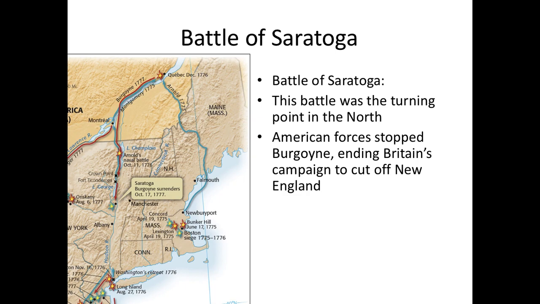Again, he defeats Burgoyne, and at this point, any chances of Britain cutting off New England from the rest of the colonies are going to fail.